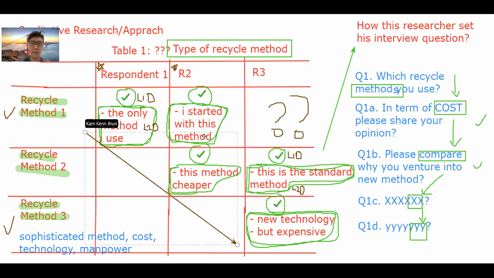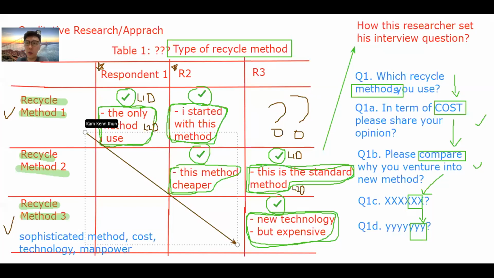So level three data is the data you get from the table, after analyzing the pattern of the table. Please take this message as what level three data is: it is the data you get from the table after you analyze the pattern of the table.